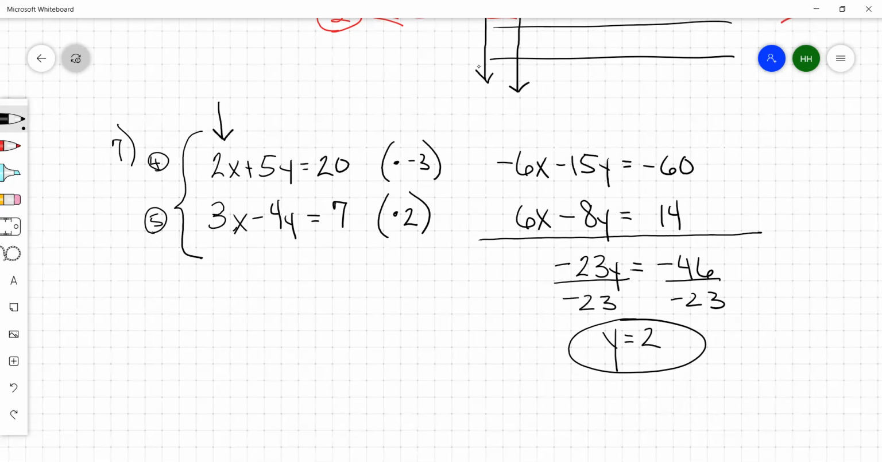I'm going to go back to the original first equation, and I'm going to substitute this y equals 2 where this y is. So I got 2x plus 5 times 2 equals 20.